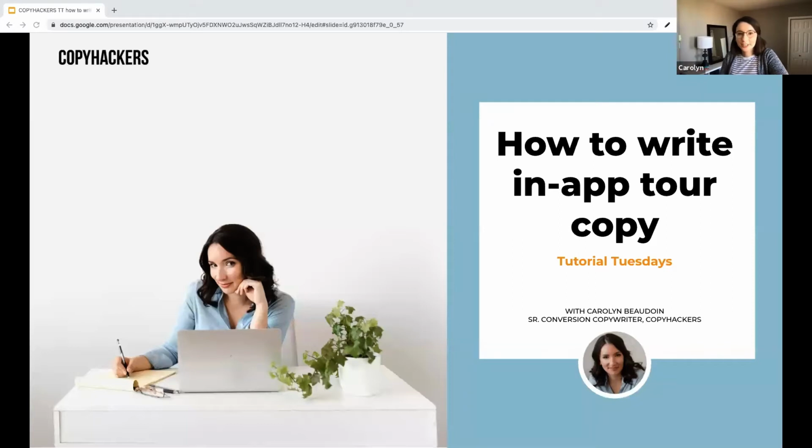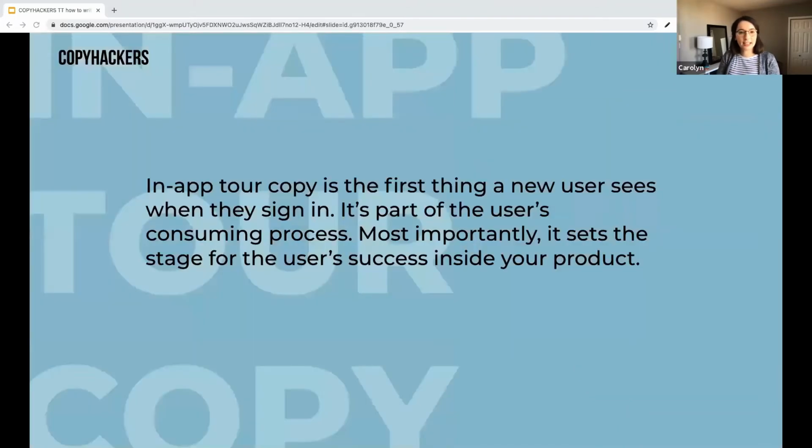Okay, so I'll share my screen. We are going to talk today about writing in-app tour copy using the new Copy School platform in-app tour copy as an example. So let's get moving on this. Slide deck, there we go.